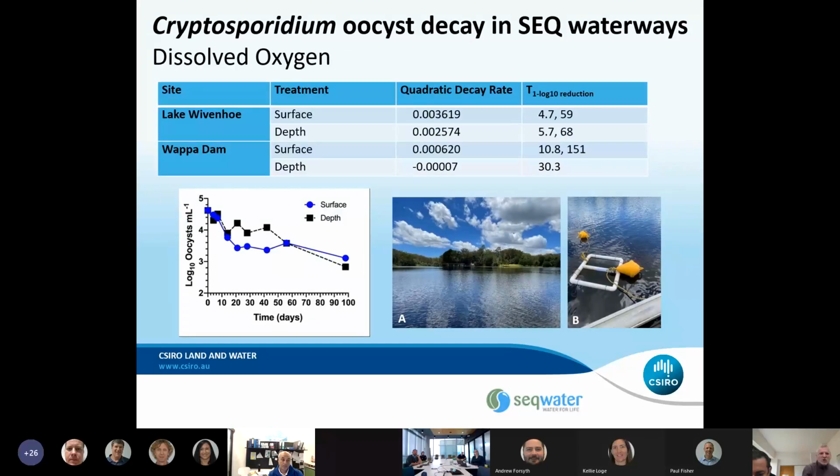When we look at dissolved oxygen, Lake Wivenhoe, we certainly don't see too much of a difference at the surface versus the depth. But when we get to Whopper Dam, which, as Warwick pointed out, is a very different dam, it's got a much higher organic load, we see a much more increased biological activity. You can see that there's a difference between the decay at the surface, which is quite biphasic, and a decay at the depth, which is quite linear and only one decay rate being obtained.